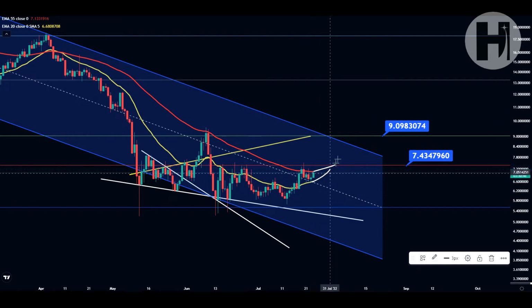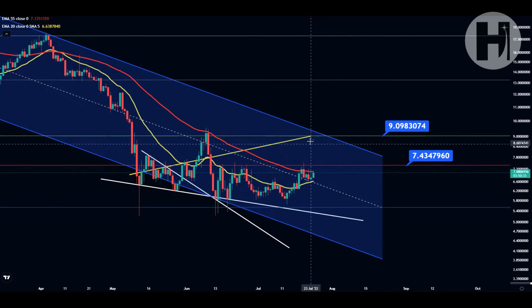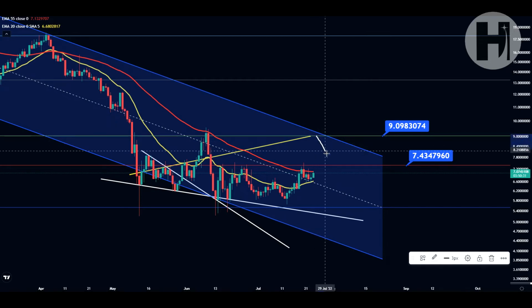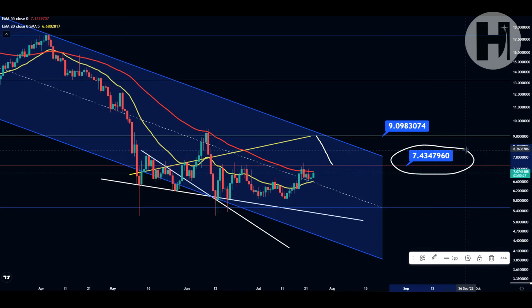The 20 crosses above the 55, which is one of the more bullish indicators, but still, that would be the target that I'm looking for. So $9.10, that's what I'm looking for here. And after that, I'm expecting a pullback all the way down here, at least to the 1.414 for a back test of support.